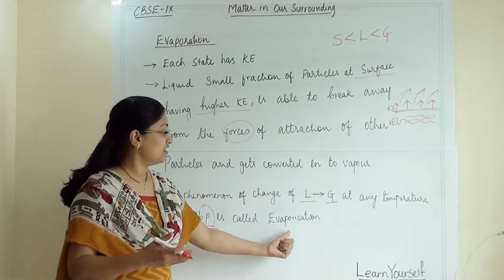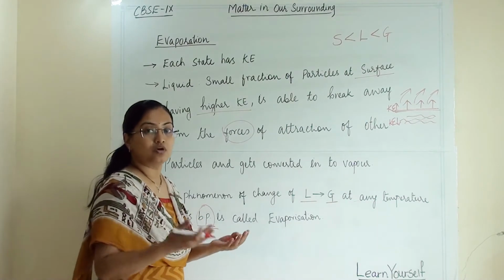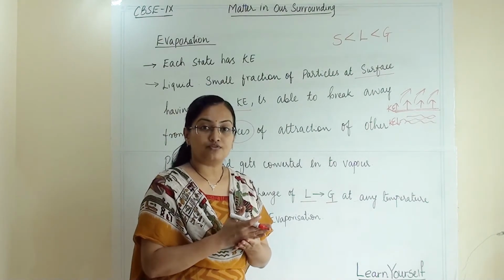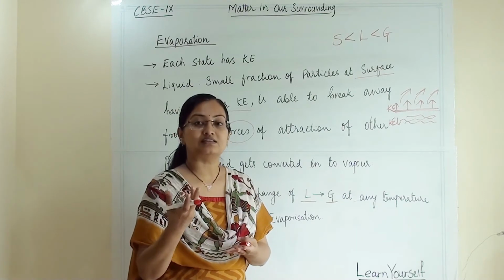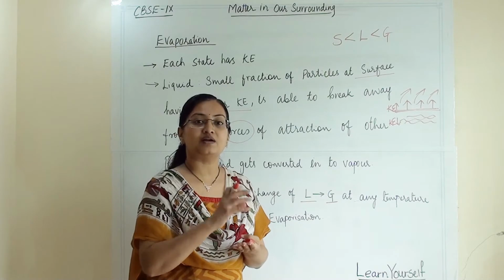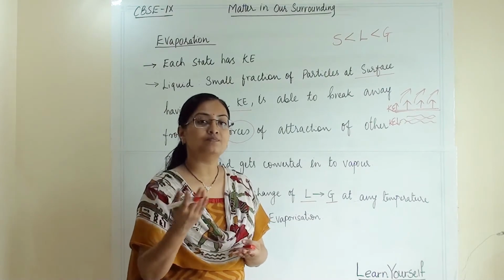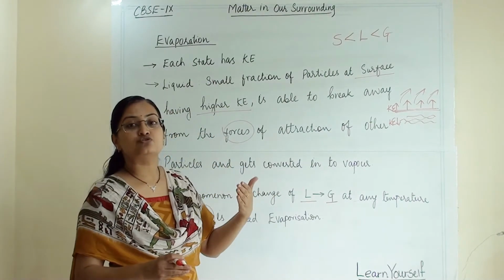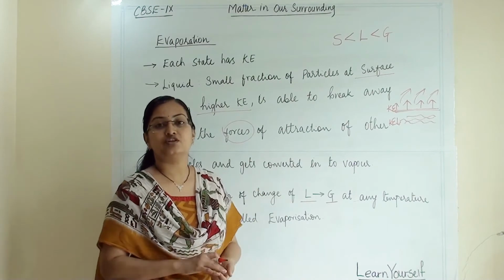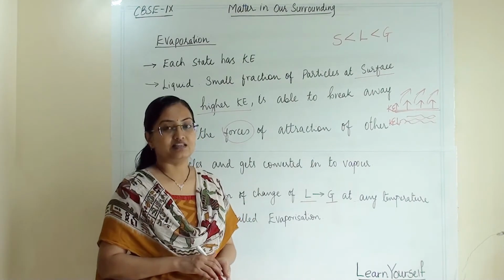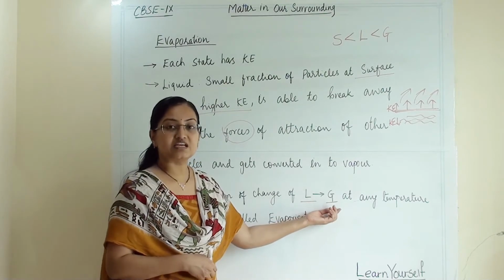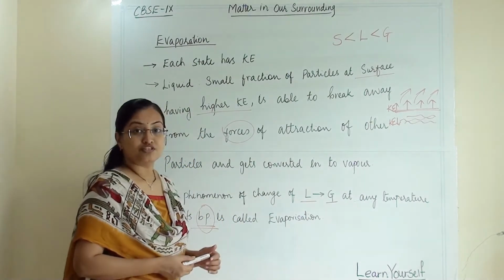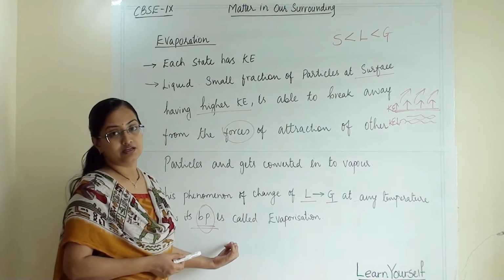This is called evaporation. So when water is evaporating, it means that from the surface of the water, a very small fraction of particles will move away. Why will they move away? Because their kinetic energy is high, and due to that they are able to break the bond of attraction from other water particles and convert into the vapor or gaseous state. And this whole thing happens at a temperature below the boiling point of that particular liquid.